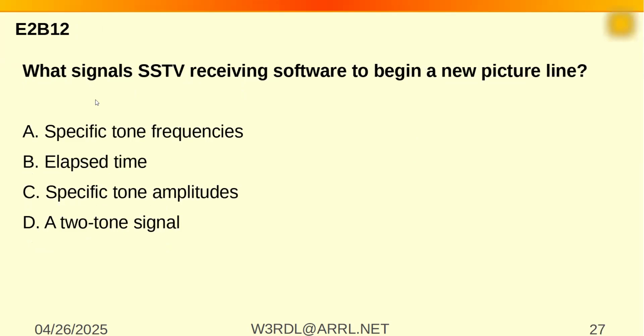What signals SSTV receiving software to begin a new picture line?